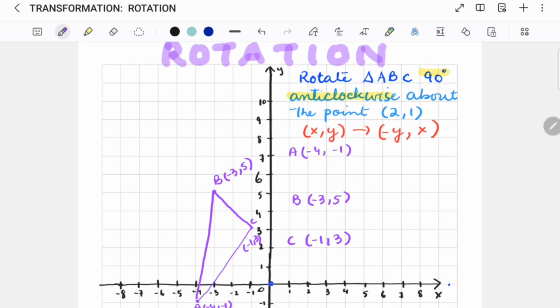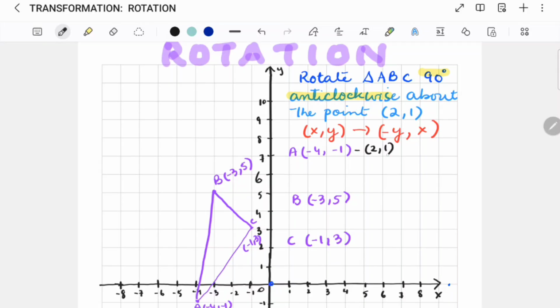Let's begin this example. Rotate triangle ABC 90 degree, this time anti-clockwise or counterclockwise, about the point 2, 1. It's not the origin. You know the rule for anti-clockwise: x, y will become minus y, x. Remember, in clockwise x, y will become y, minus x. This time you change the sign of y, but it's not the origin, so we'll have to do some calculations. If you want, you can also do it by construction. Remember that we'll have to subtract the center, then apply the rule, and then add the center. Just 3 steps.